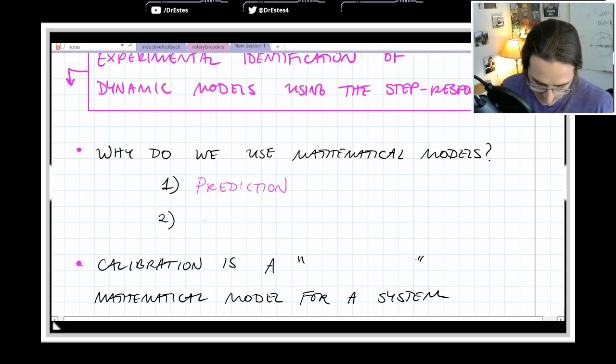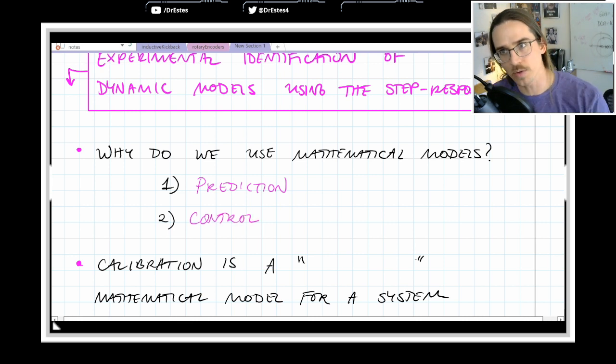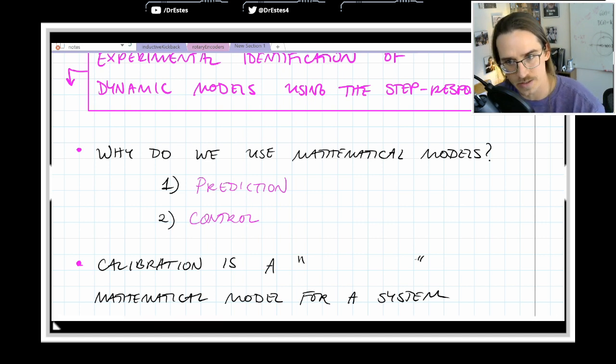And then control is the second purpose. Because if you can predict how something responds to excitations, you can then control that thing. So I'm not saying, well, I guess coming back to the weather, wouldn't that be the goal?